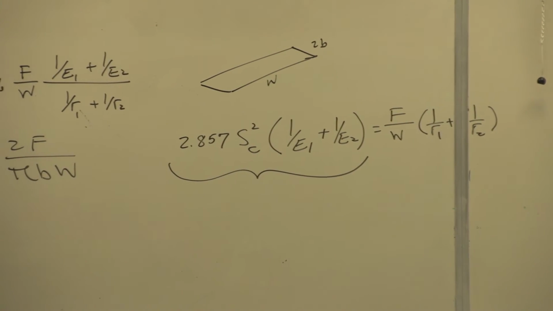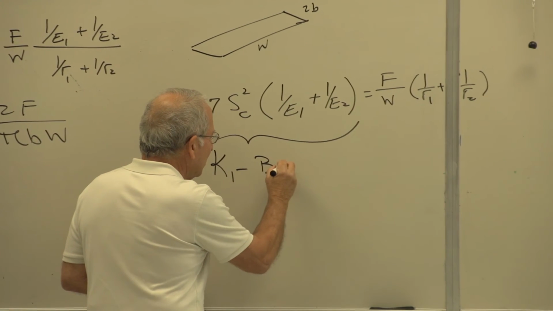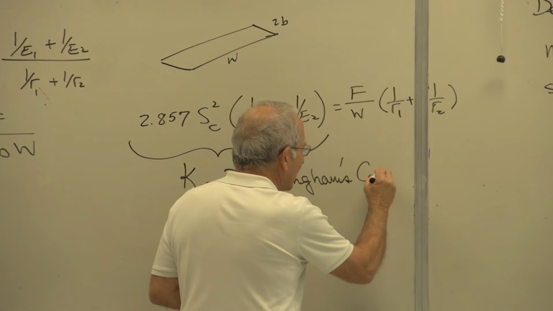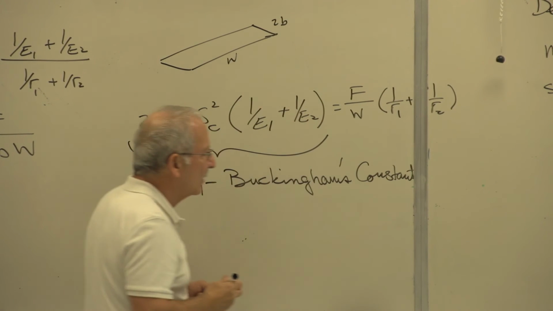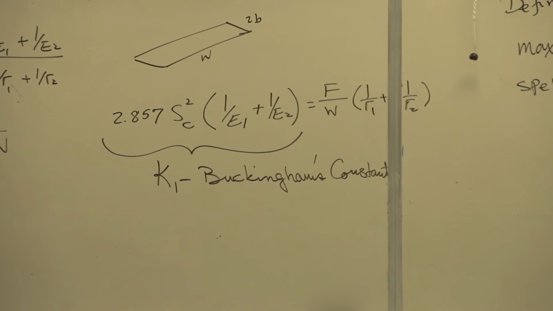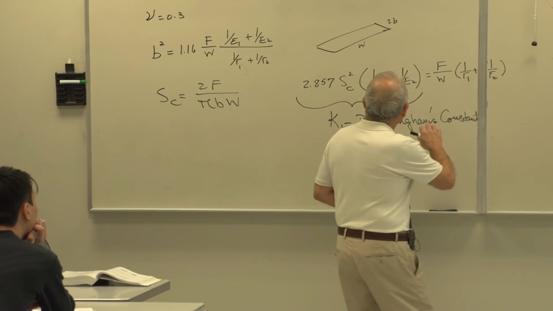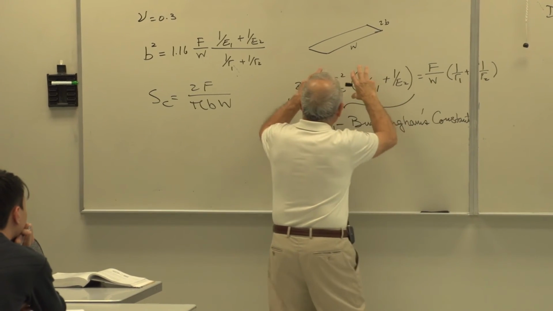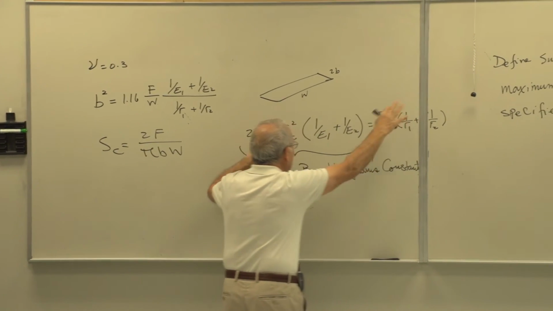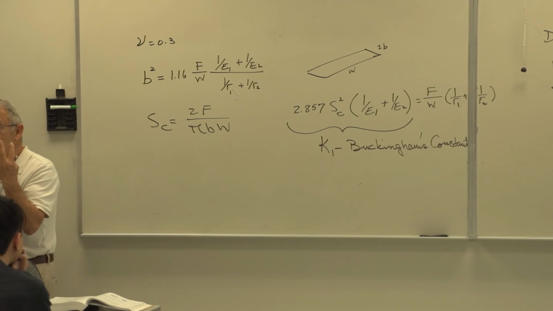Therefore, the expression on the left-hand side of this equal sign, which we call K1, Buckingham's constant, is a property of the material. Once you have selected the material, K1 is known. The value of SC I'll talk about in just a second. So it's just like saying yield strength is equal to the load divided by the cross-sectional area. This is nothing but a stress, actually. It's not exactly that, but it's very similar to that.